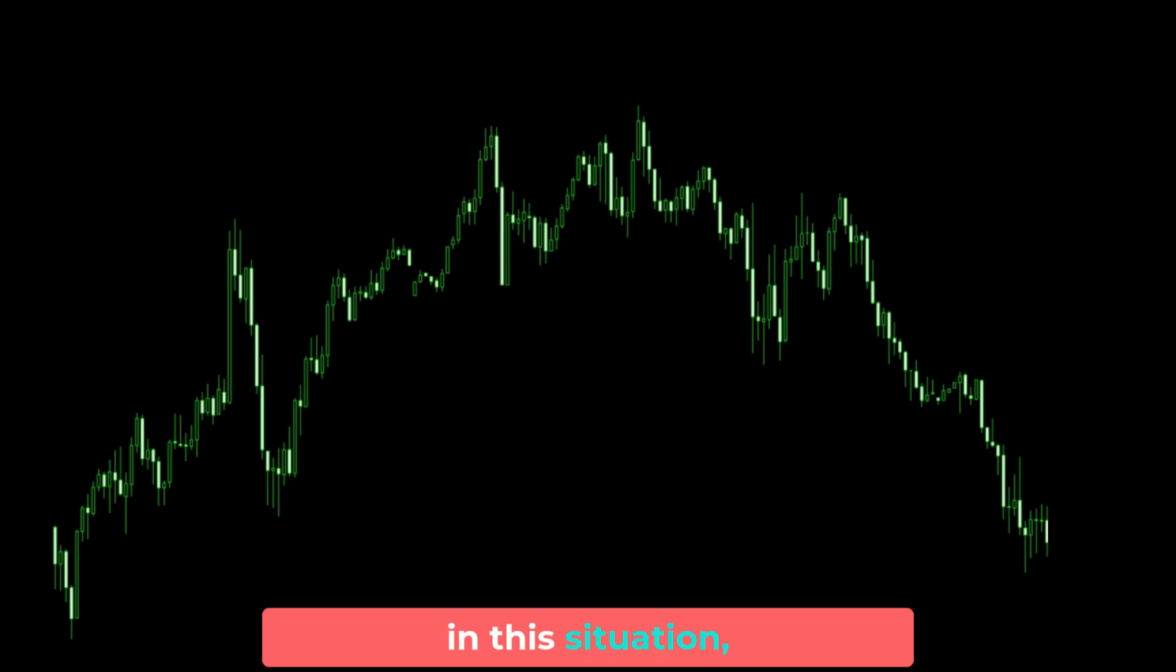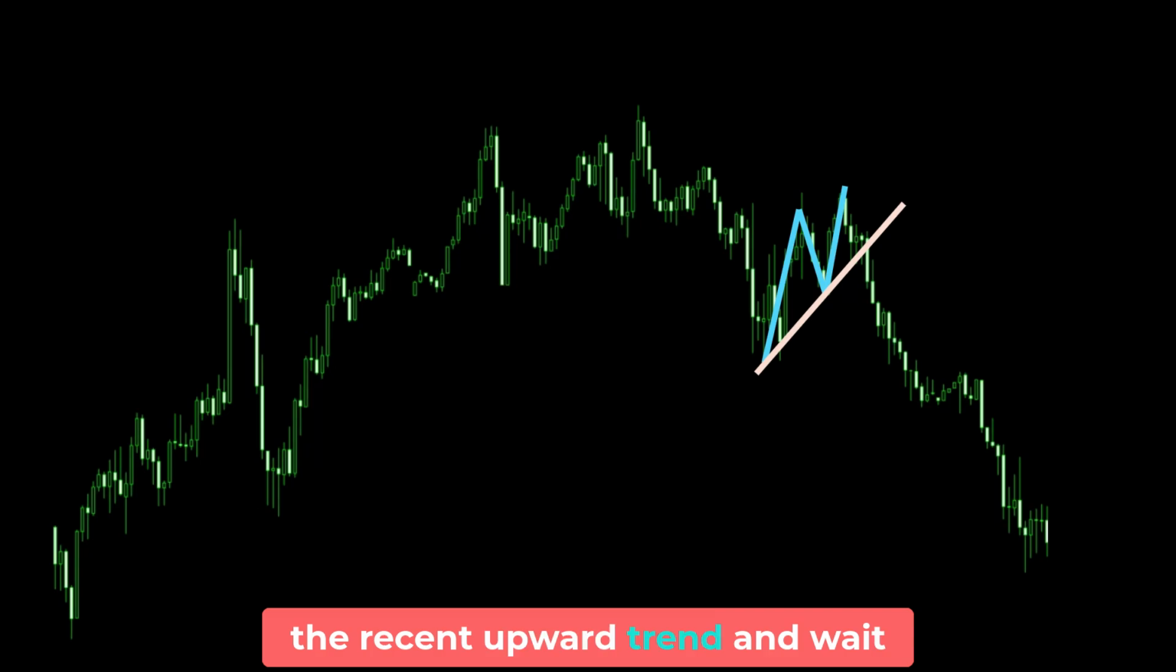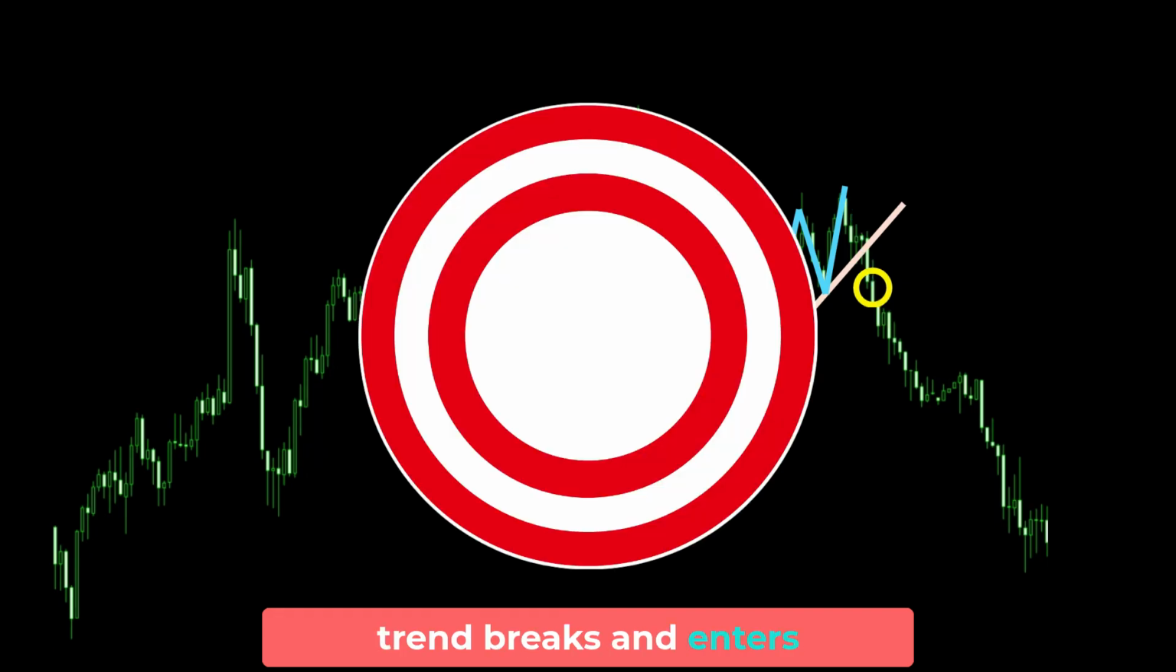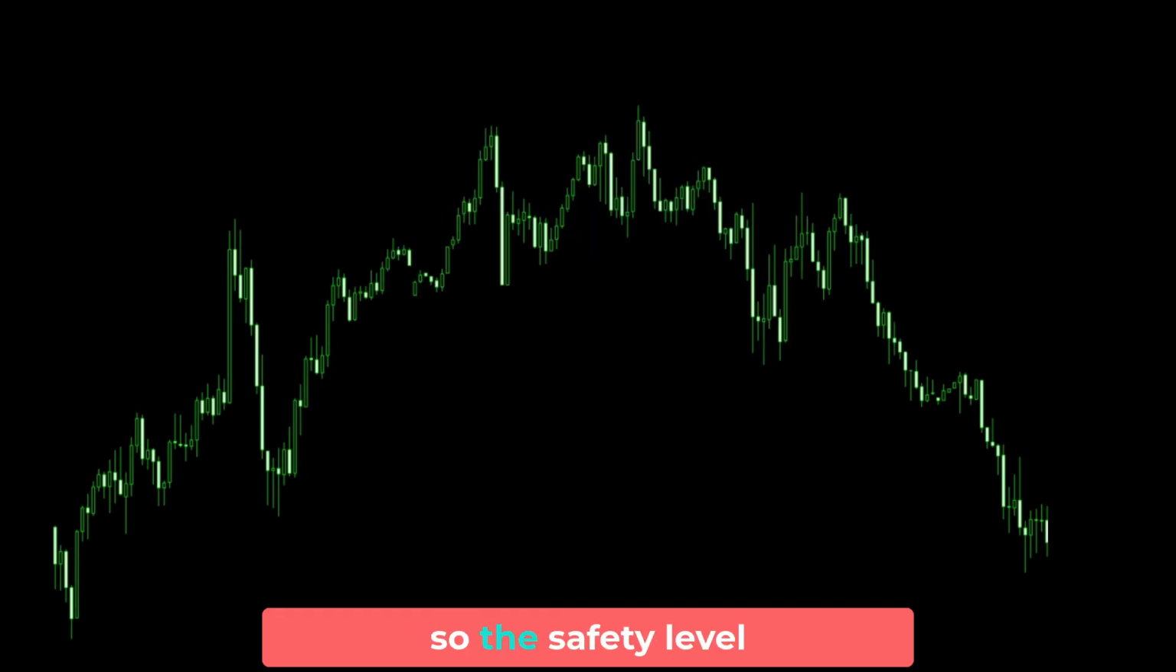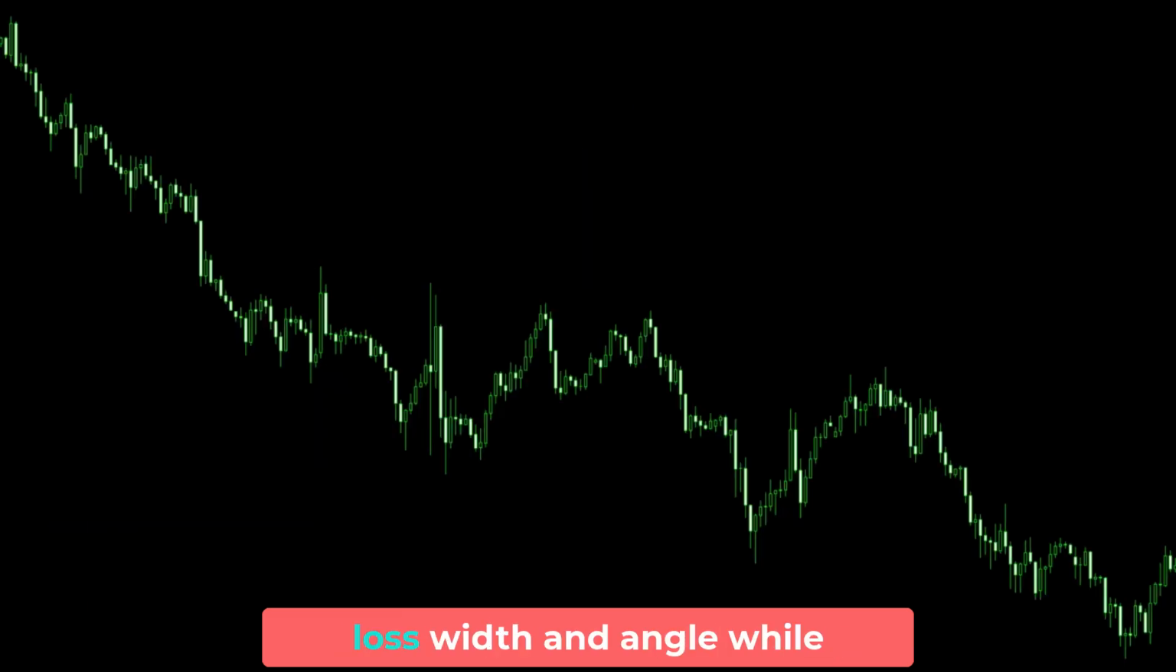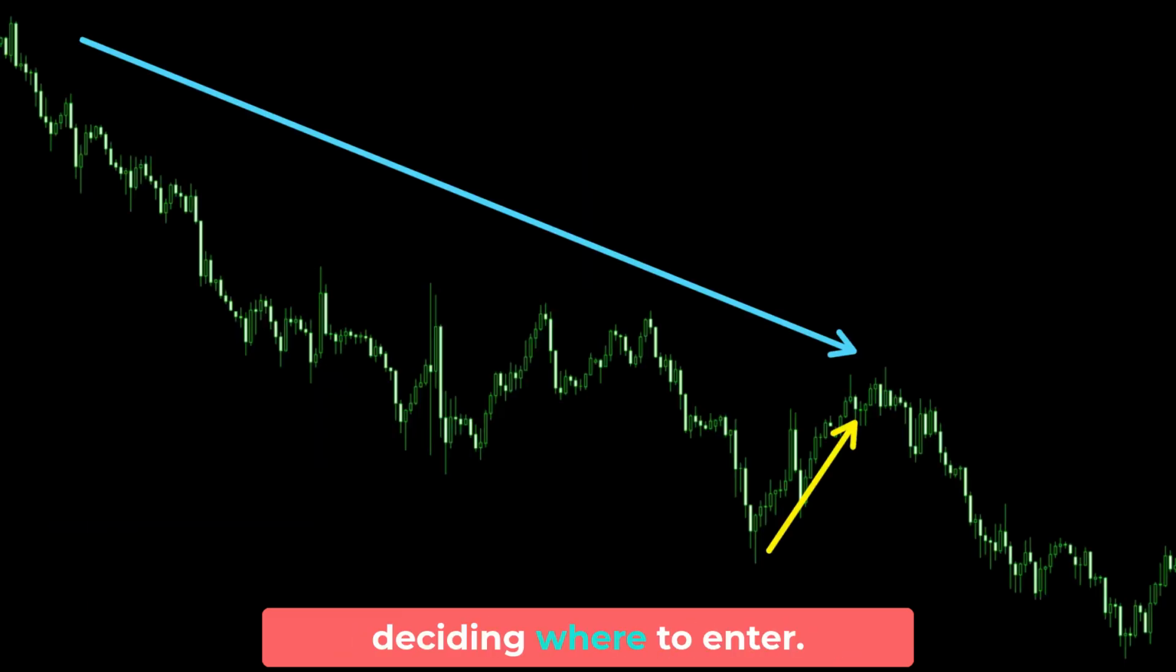Furthermore, in this situation, if you want to be even safer, you can draw a rising line on the recent upward trend and wait until it breaks before entering. With this method, even in the recent trend, it's a place where the upward trend breaks and enters a downward trend, so the safety level is quite high. However, the safer you go, the worse the entry position becomes, and the stop-loss width also increases. Consider your acceptable stop-loss width and angle while deciding where to enter.